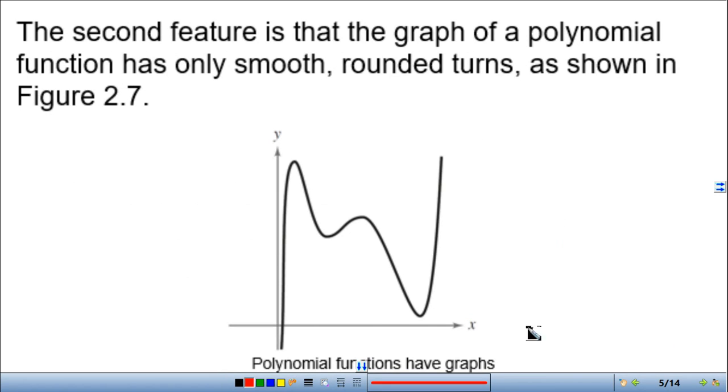Another thing you need to know is that all the terms are rounded. Polynomial functions are like roller coasters. You're not going to get sharp corners like that. It's a roller coaster; they're going to be smooth. So it's going to go up, and it can be really steep, and then it's going to drop down, up, down, up. So it doesn't matter if it's steep, but it needs to be smooth.